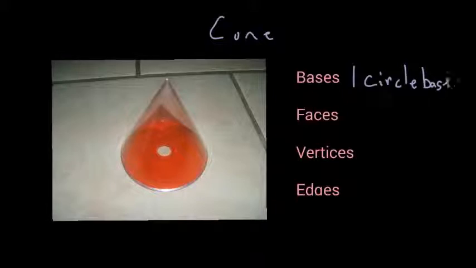Alright, our next shape is a cone. So the cone has one circle base. Just like a pyramid, a cone will only have one circle base. Faces, it doesn't have any faces. Sometimes some people consider that bottom a face. I don't normally, because it's not a polygon. So we're going to go with 0 faces. Vertices, there's one vertex right there at the top, there's 1 point, and there are 0 edges because there's 0 straight lines.